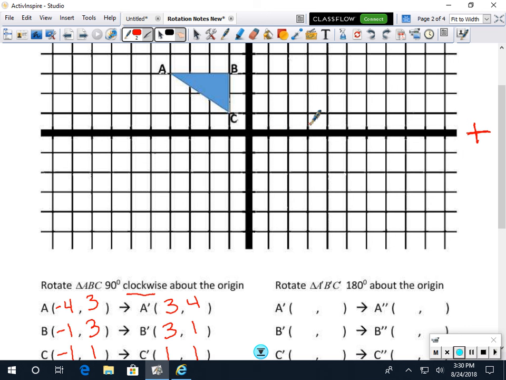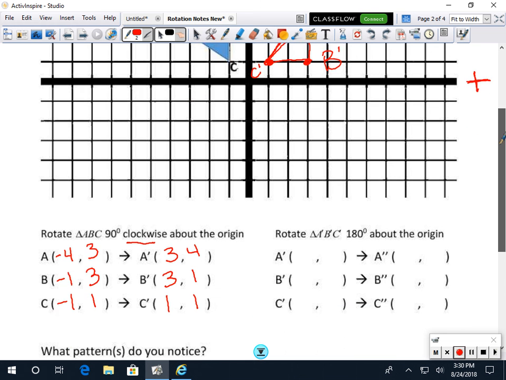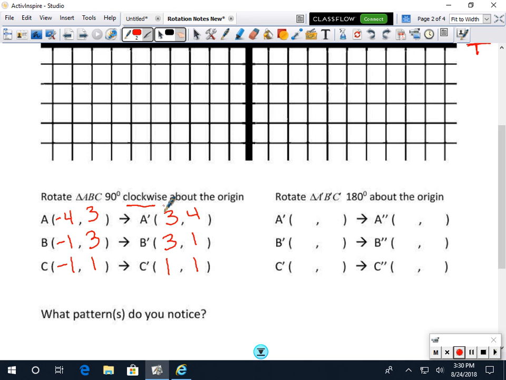All right, so I can graph my shape. It's going to be A prime, B prime, and C prime. Okay, taking the image I just rotated, so A prime, B prime, C prime, I have those coordinates already.